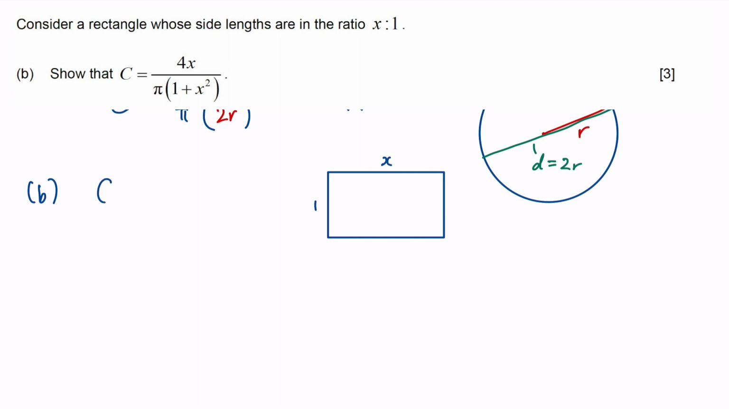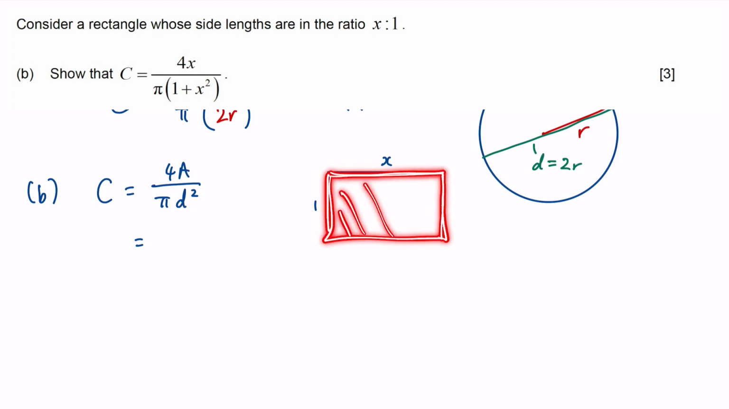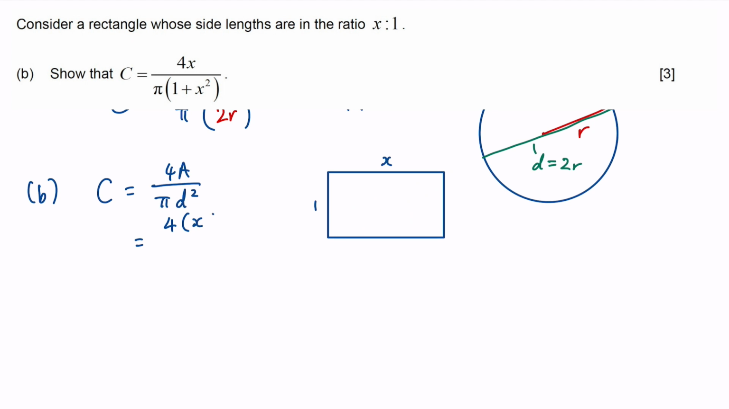Let's once again use the definition 4A over pi D squared. Let's think about it now. What's the area of this rectangle? The rectangle has area, not pi, 1 times x. The area of this rectangle is 1 times x, so the area is x times 1. Now how about the distance?